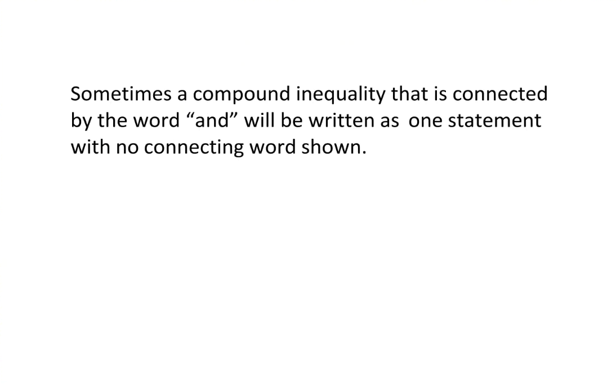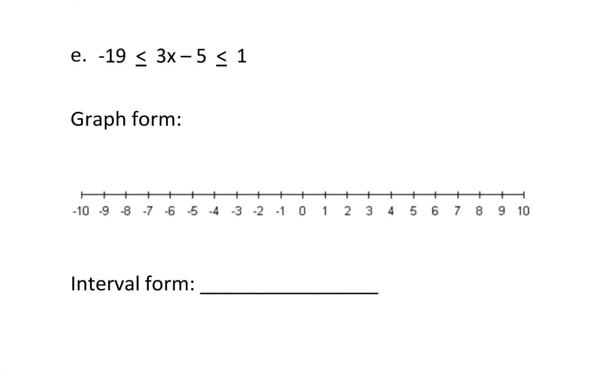Sometimes a compound inequality that's connected by the word "and" will be written as one statement with no connecting word shown. So this is an example where we have a compound inequality written as a single statement. If you'll notice, there's two inequality symbols. The goal here is to get the x, or the variable, by itself in the middle of the compound inequality. And the way that we do that is we're going to work with what's farthest away from the x first.